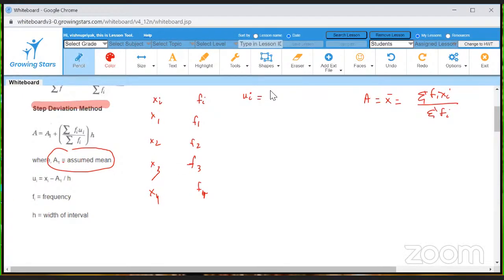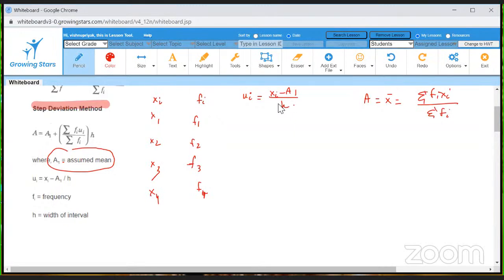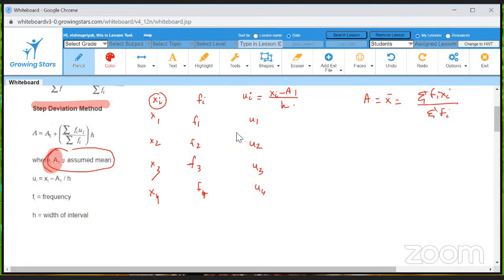How will you find Ui? Xi minus A by H. You'll make a column. Xi means class mark. A is the assumed mean. Just you have guessed one mean, the center value. And with the help of that, you will find U1, U2, U3, U4. What is H? H is the width of the interval. Fi is the frequency, H is the width.